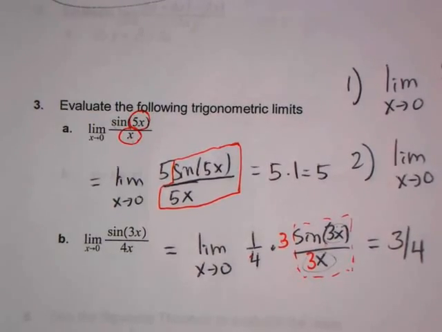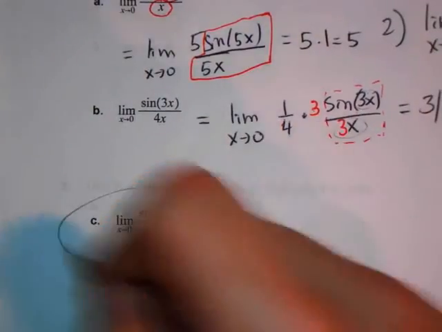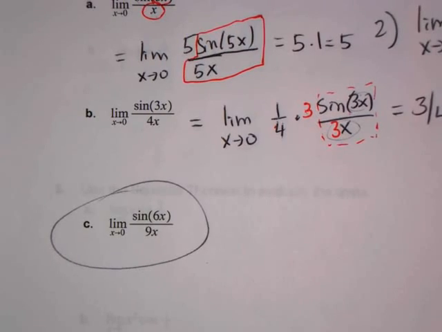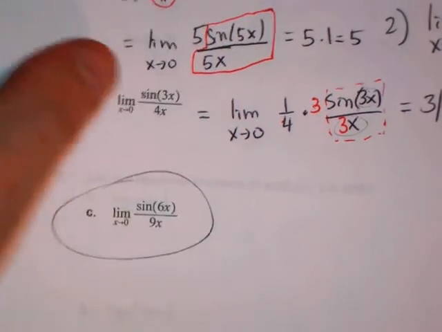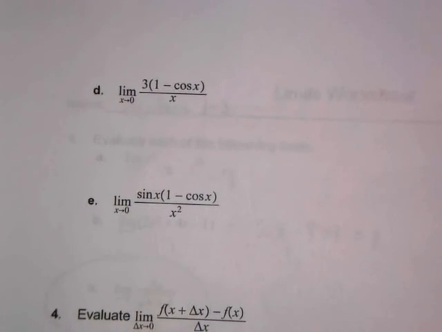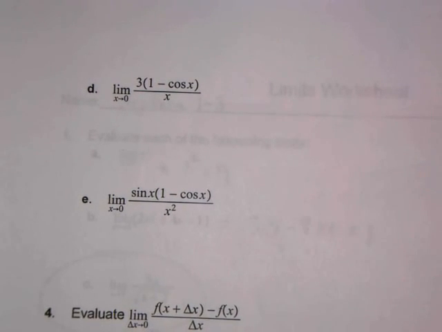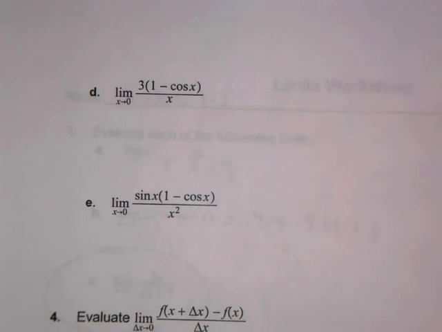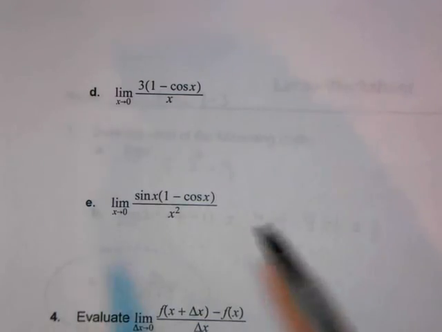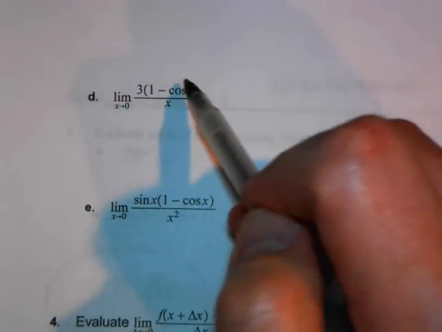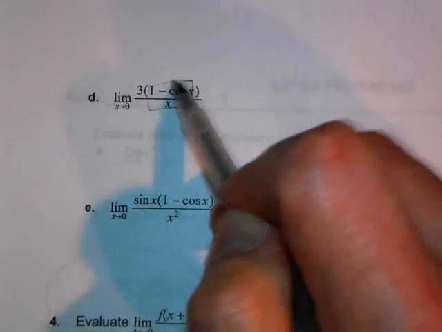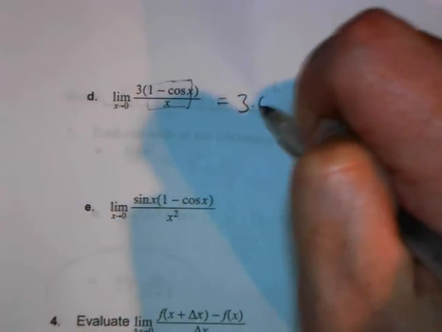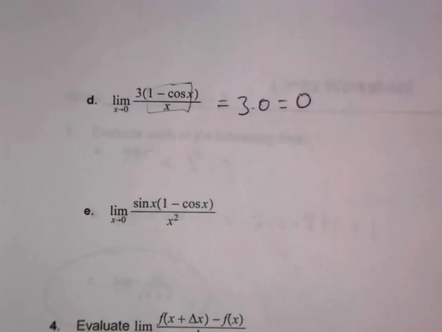Alright, well, as you probably guessed by now, you get to try part C. Part D uses the other part of the theorem. The other part of the theorem says that this part of this limit right here is 0. So this is 3 times 0. That's 0. That was an easy one.